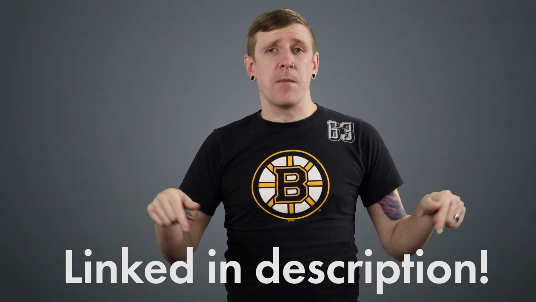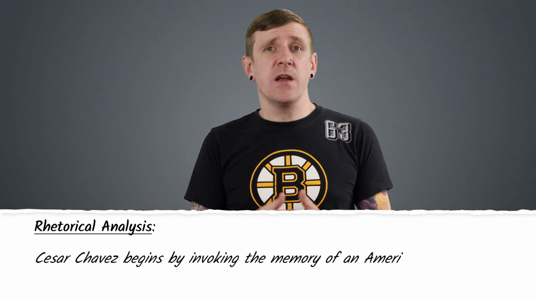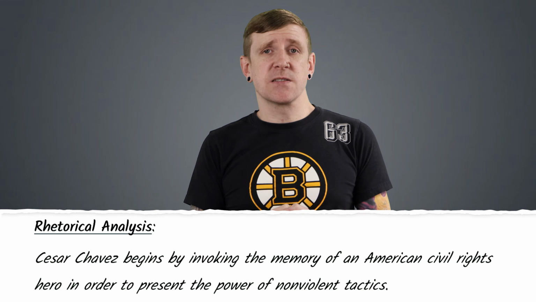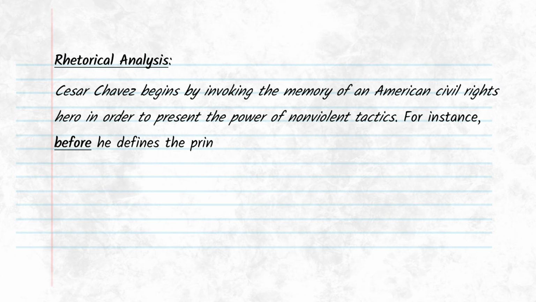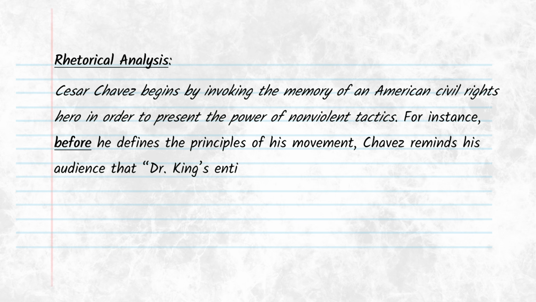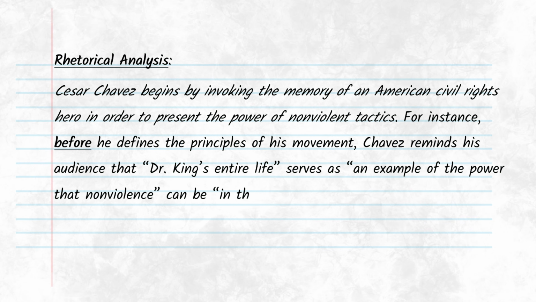We'll start with the Chavez piece that is from the 2015 AP English Language exam that you can find linked right down below. If my topic sentence is, Cesar Chavez begins by invoking the memory of an American civil rights hero in order to present the power of nonviolent tactics, my second sentence would now have to include the textual evidence where Chavez invokes the memory of an American civil rights icon. So I'd write, for instance, before he defines the principles of his movement, Chavez reminds his audience that Dr. King's entire life serves as an example of the power that nonviolence can be in the real world.